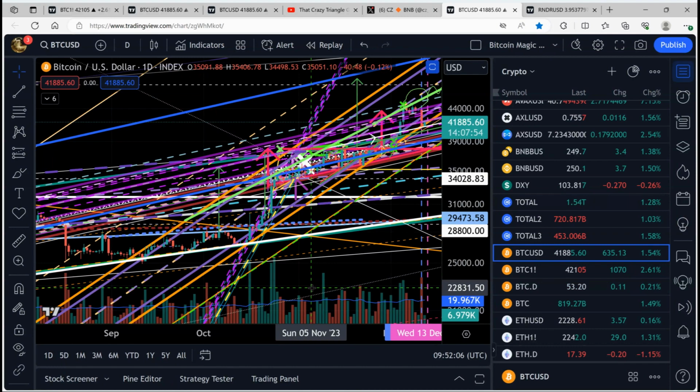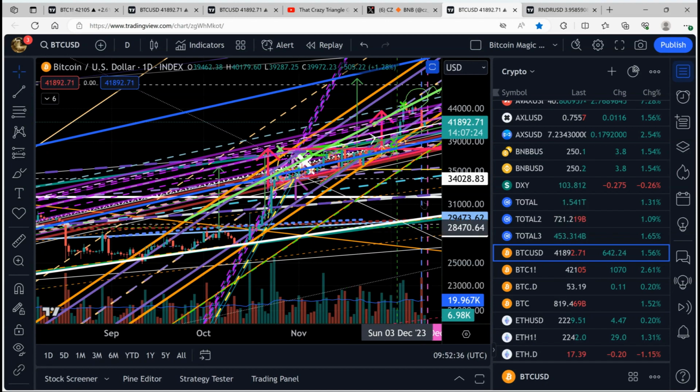Here we are looking at Bitcoin US dollar on the index on the daily time frame. And I often talk about the white and the blue and the green parallel channels. But looking at this chart, it would be hard for any normal person to know what I was talking about. A lot of times I don't even know what I'm talking about.